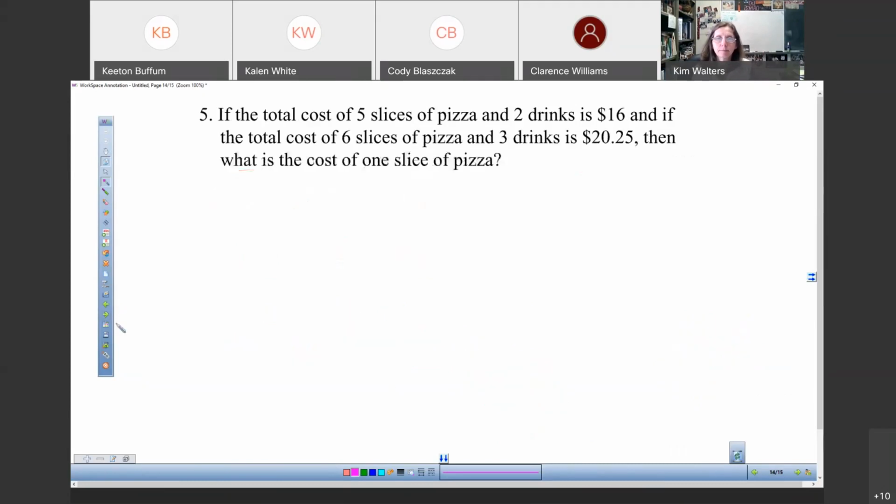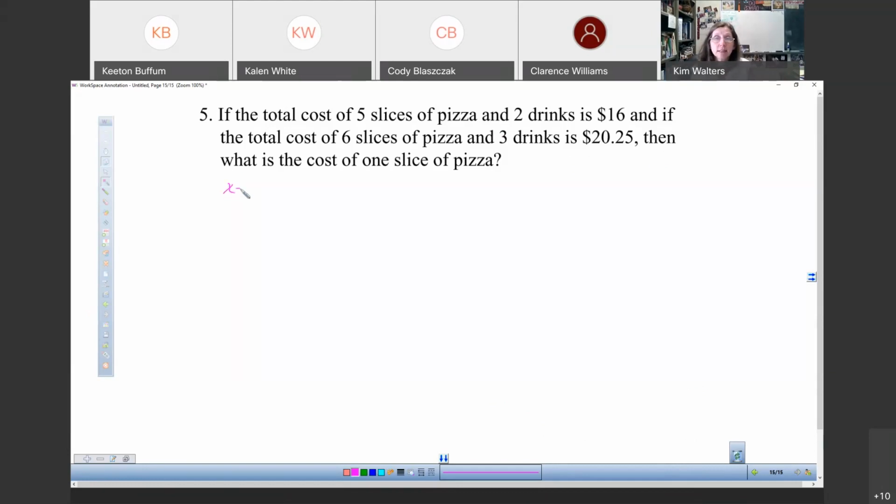One more. And this is the pizza problem. See, I told you we talk about pizzas and drinks. So we know the total cost of 5 slices of pizza and 2 drinks is $16. We also know the total cost of 6 slices of pizza and 3 drinks is $20.25. We need to know what the cost for 1 slice of pizza is because it wasn't on the menu. Okay, so we have 2 variables.